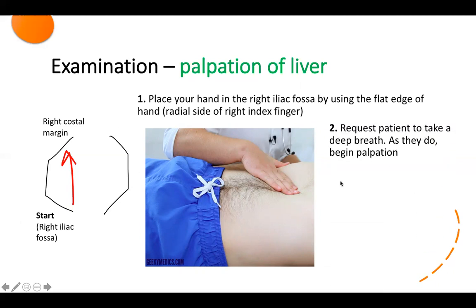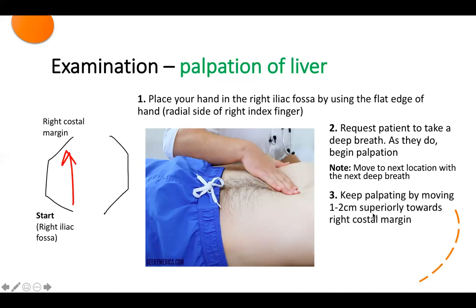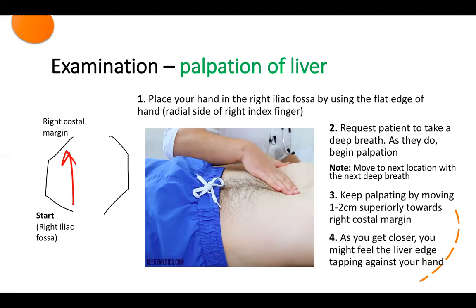Then you request the patient to take a deep breath, and as they do, you begin palpation. So you move to the next location with each deep breath. So let's say you start from here, and then you want to move 1 to 2 centimeters with each deep breath, and work your way all the way up to the right costal margin, as mentioned here. So keep palpating, move 1 to 2 centimeters superiorly as they keep taking deep breaths towards the costal margin. As you get closer, you might be able to feel the liver edge tapping against your hand.